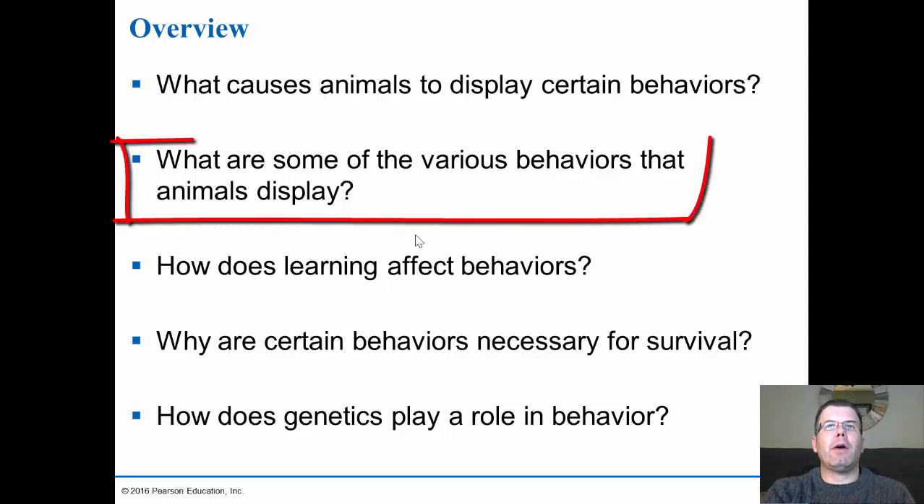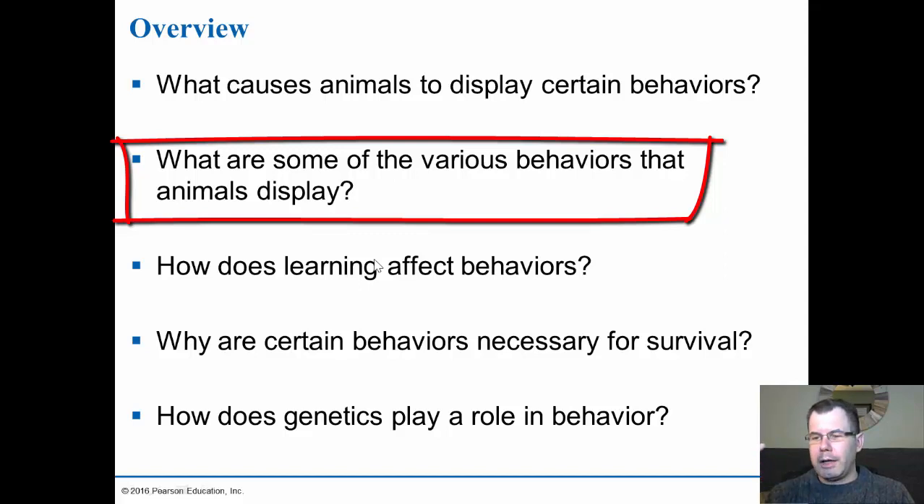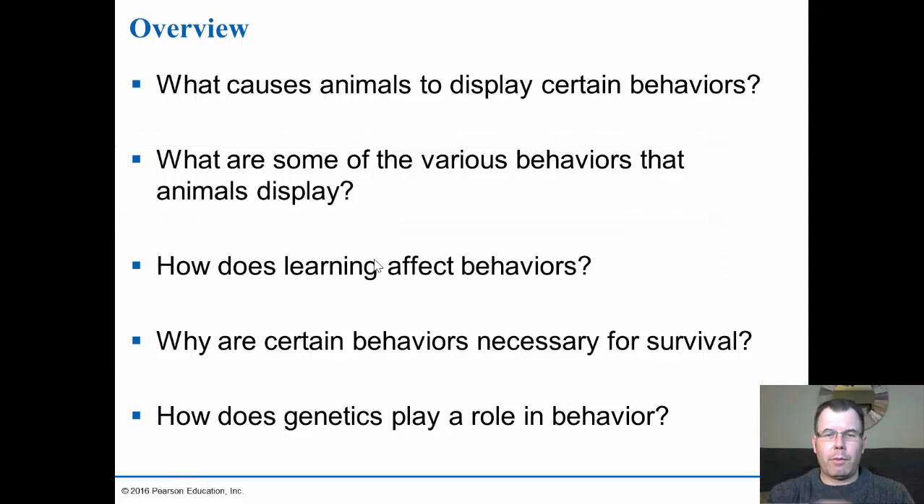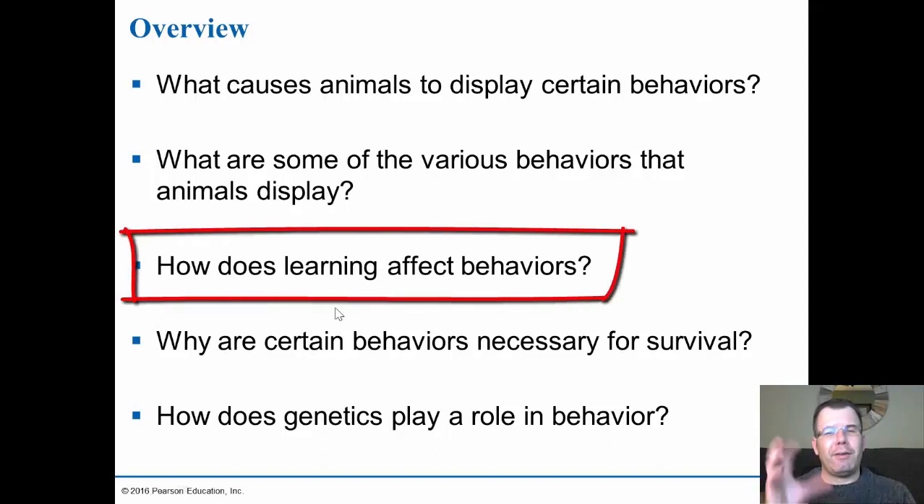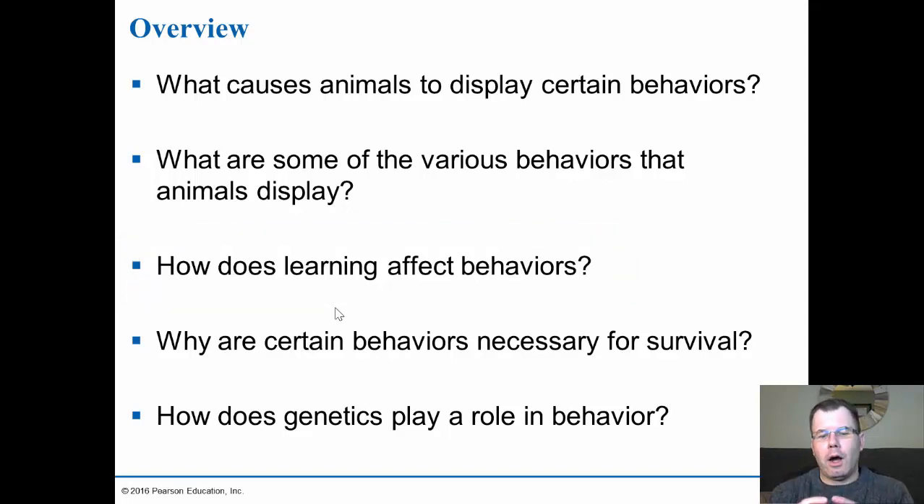And then we'll see some of the various behaviors that animals display. We'll talk about again some of the behaviors that we see. Some of them involve courtship, some of them involve survival, some of them involve foraging for food. And so we'll look at some of those. We'll talk about learning and how that affects behaviors. So learning plays a big role. So that will change certain behaviors, especially in communities that teach each other. And so we'll show some examples of that as well as display behavior.